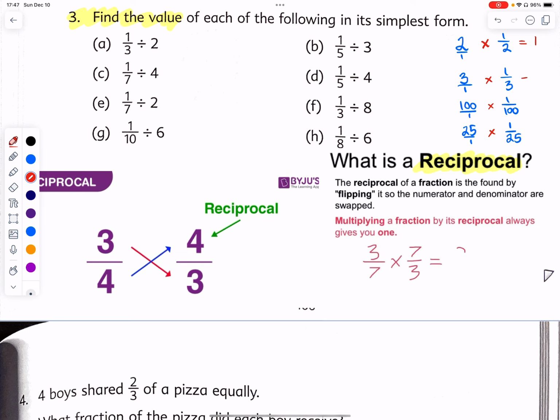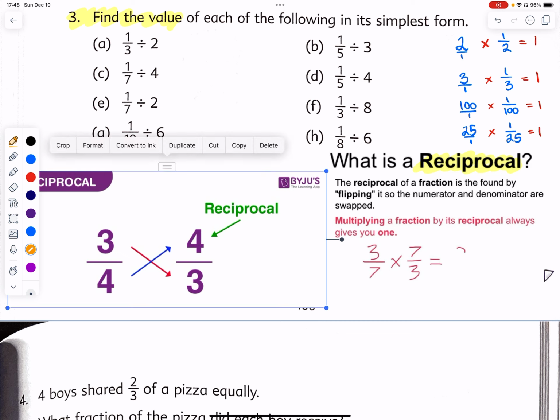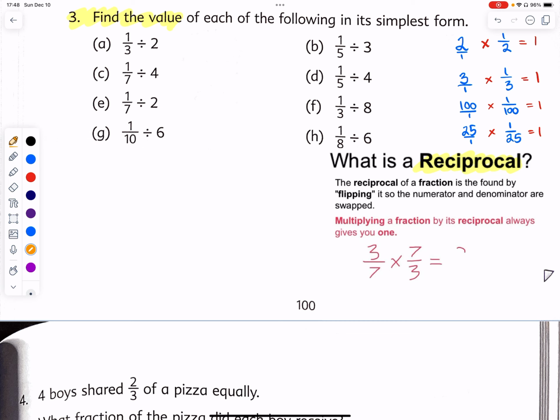3 times 1/3 is 1. 100 times 1 out of 100 is 1. 25 times 1 out of 25 is 1. But it doesn't stop here. Let me delete this image. We can find reciprocals of fractions.